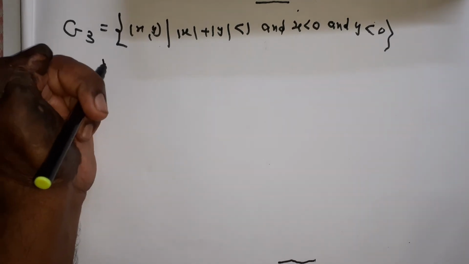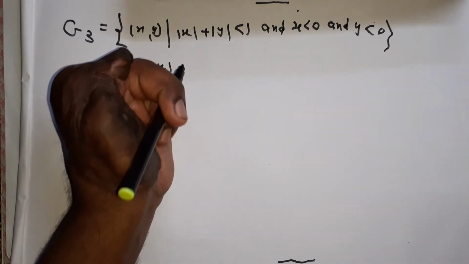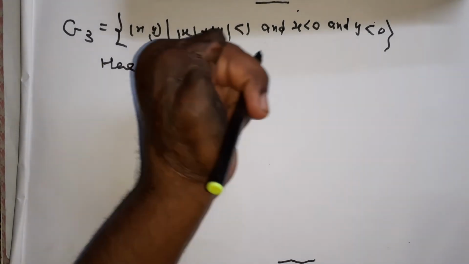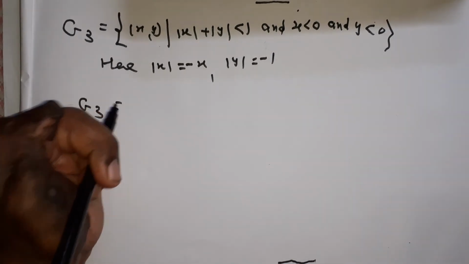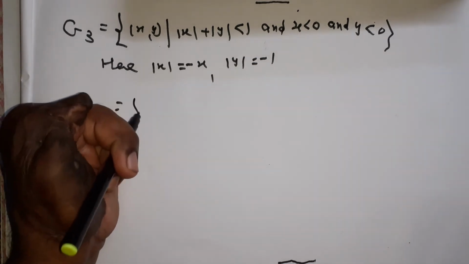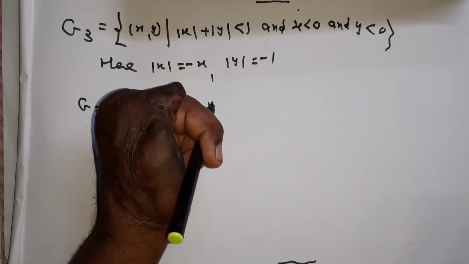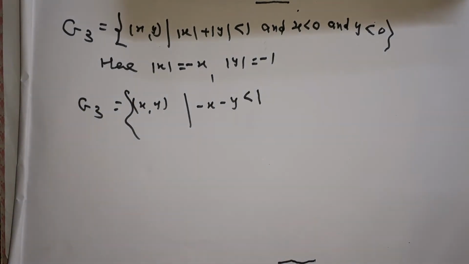Now here, since x is less than 0, mod of x is equal to minus x, and mod of y is equal to minus y. Therefore G3 is the set of x comma y such that minus x minus y is less than 1. Therefore this is the infinite region containing the origin, minus x minus y is less than 1.